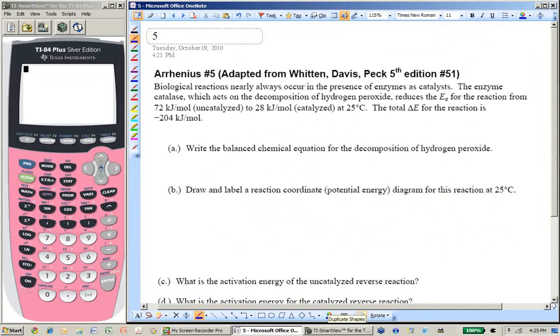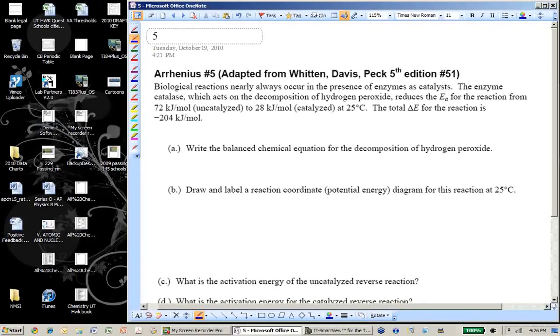Welcome back. This is a continuation of the Arrhenius Made Easy handout. We've got a couple more problems to work. This particular one is from the Whitten-Davis-Peck chemistry book, 5th edition, number 51, and it's just been adapted by yours truly to make it a little more meaningful in the context of AP problems. So let's give it a shot.